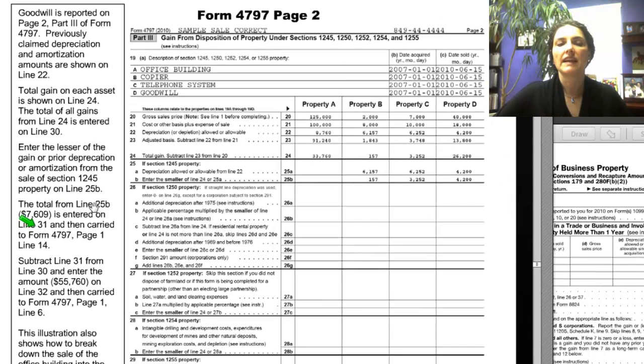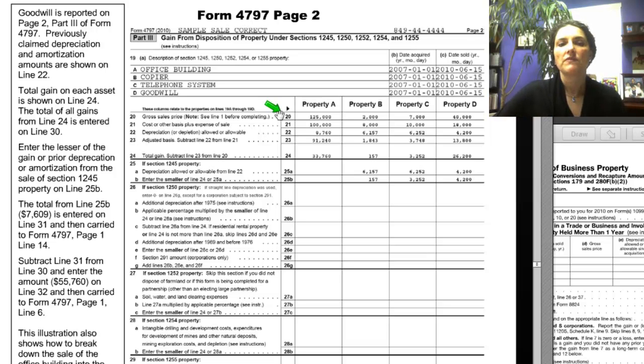And Form 4797, like Form 4562, is a form where you should start on page 2 in Part 3. And we list each of the assets being sold. We have the office building, the copier, the telephone system, and the goodwill. We've listed the date acquired and the dates sold on each of those assets. Now on the office building, we sold it for $150,000 when we tie in the land, but we had to pull the land value out and allocate accordingly.